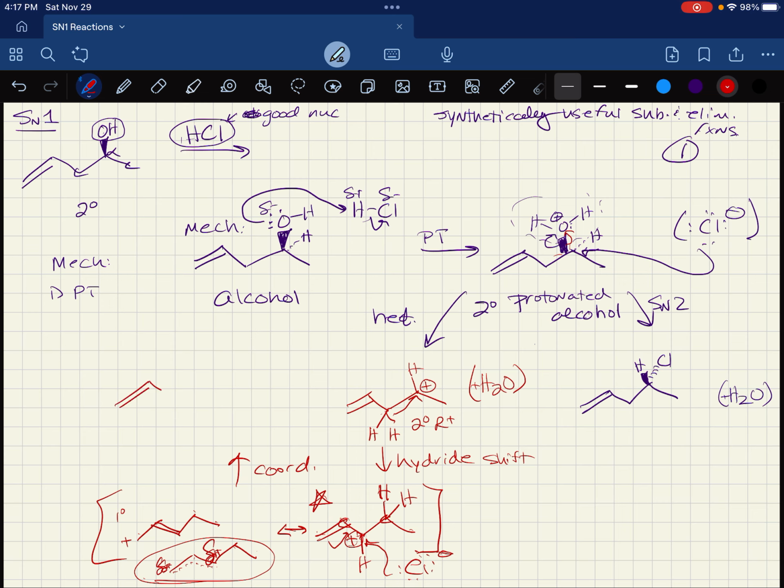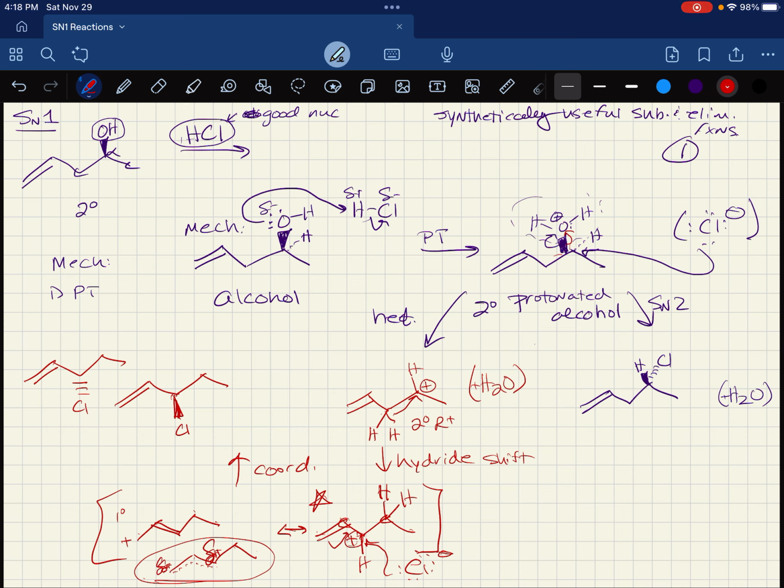And so now we have the chlorine here. And again, because this is trigonal planar, the chlorine can attack top or bottom. So we're going to get both this one. Here, let me draw it to the left to give us a little more space here. And this one.